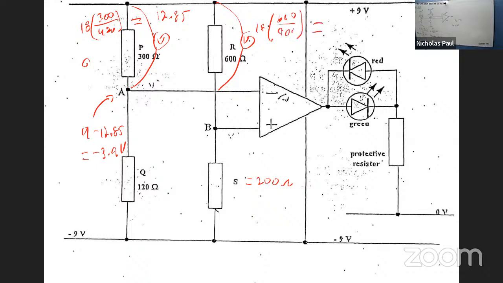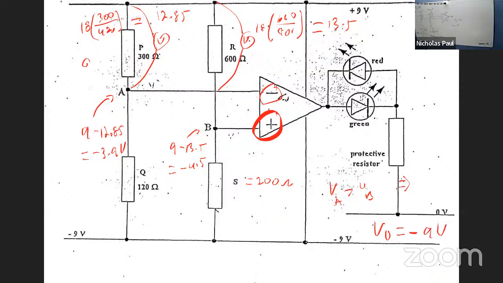13.5. So the value here will be 9 minus 13.5, which is minus 4.5. Minus 3.9 is larger, right? So VA is bigger than VB. So that means that, since the op-amp is inverting, the output will be minus 9 volts. So the LED that will be on is red. Very good. Red is on.